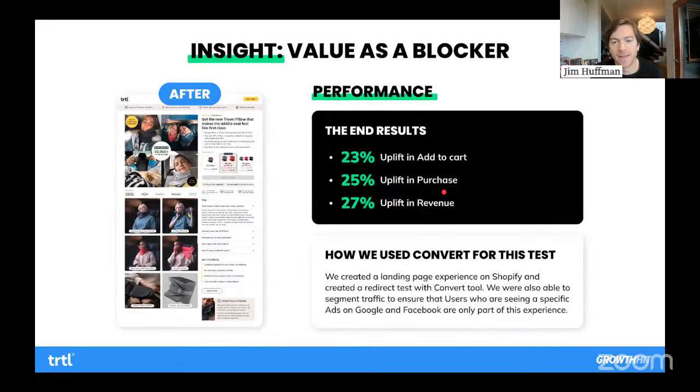But yeah, uplift in add to cart of 23%, lift in purchase of 25%, and revenue of 27% as people started shifting to more of the bundles. And we're also able to segment traffic to this because this page functioned as a really nice ad landing page for Google Ads and for Meta and Instagram.